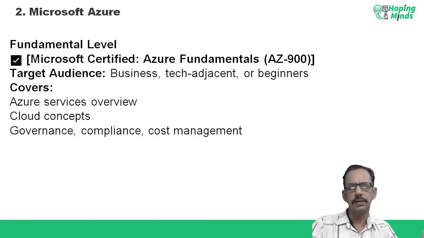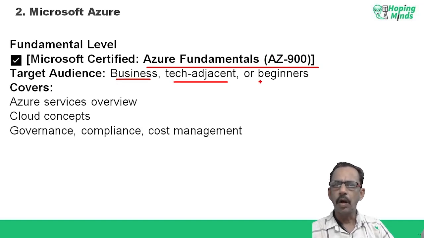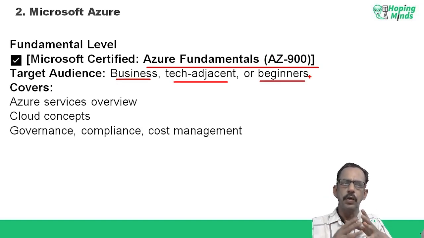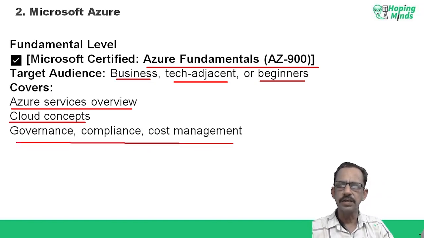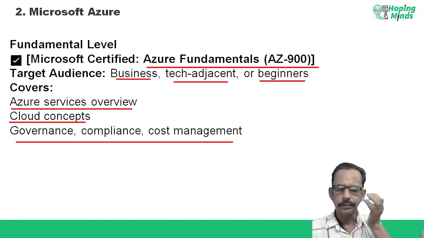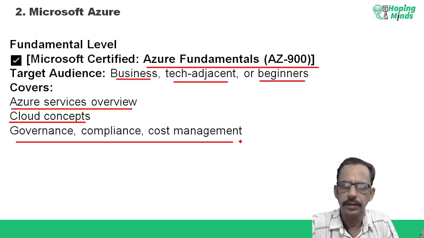Then come to Azure. Azure also has the same 3 levels, starting with fundamental, AZ 900. The target is business, technical adjacent, or beginners who prefer the Microsoft Azure side. It covers Azure service overview, only service overview, not in-depth knowledge. Then basic cloud concepts, governance and compliance, and cost management are the main parts you cover in the Microsoft Azure fundamental exam, that is AZ 900 level.